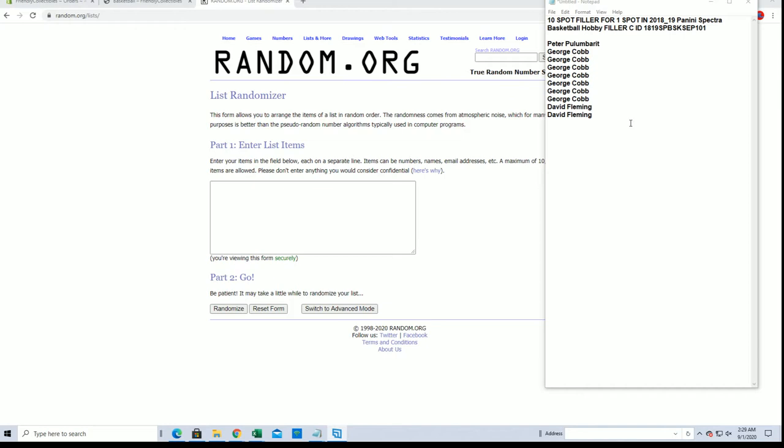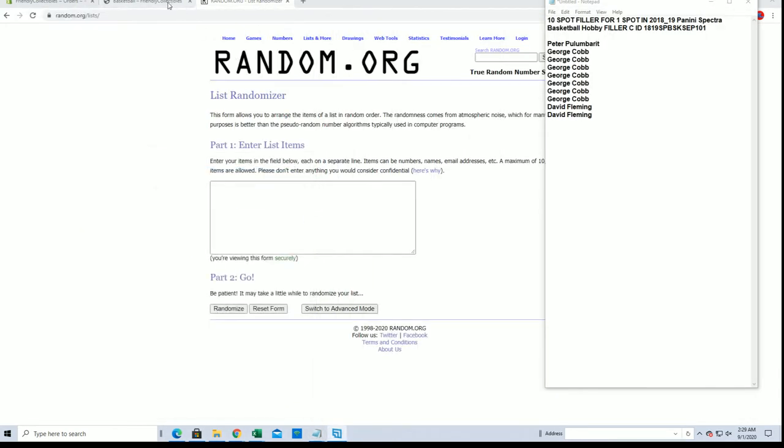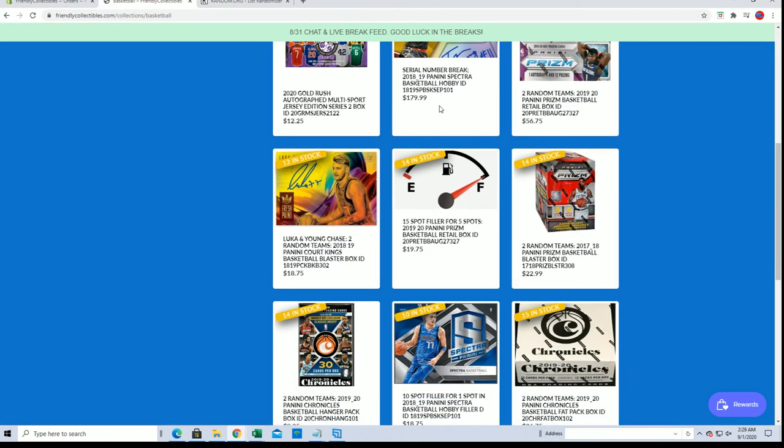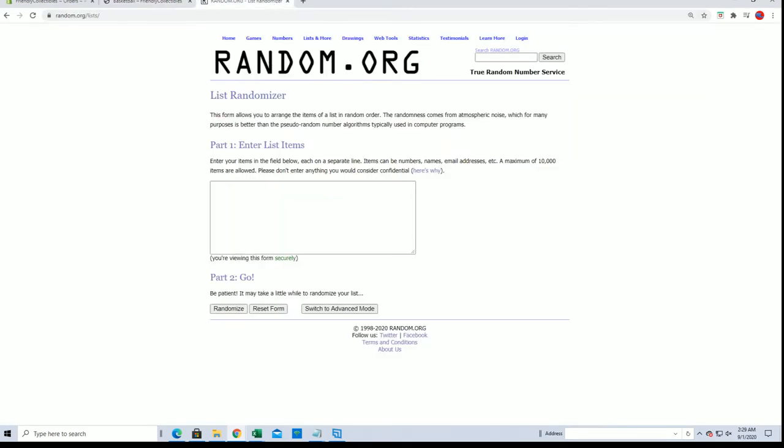All right, again, this is filler C. A and B have been done. George C won spots in A and B. This is C. The break is currently at three left, and we got filler D up. So basically three full spots, one filler left for Spectra 1819 serial number. All right, here we go.